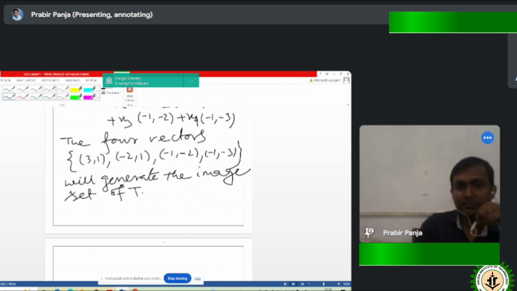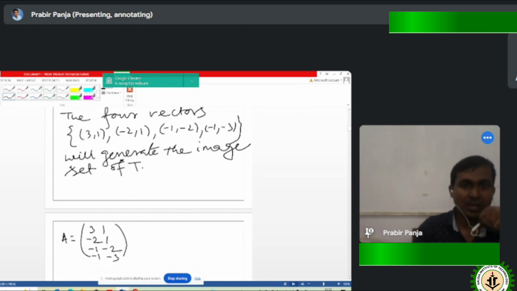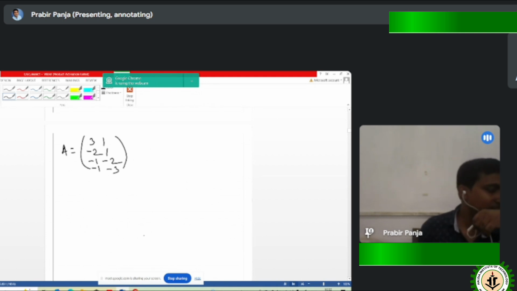Okay, so to check the linear independence of the vectors, we'll take the help of elementary row operations of the matrix. First of all, we'll take all the vectors within a matrix. So this will be 3 1 minus 2 1 minus 1 minus 2 and minus 1 minus 3. Four vectors, and we'll apply elementary row operations to check which are the linearly independent vectors.